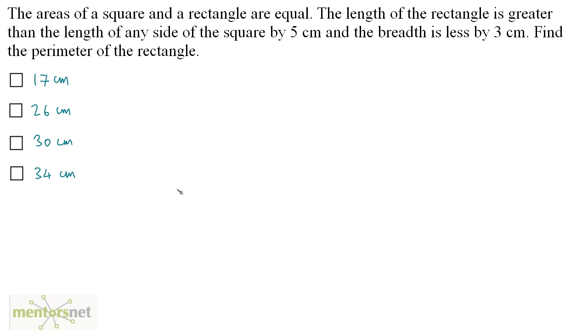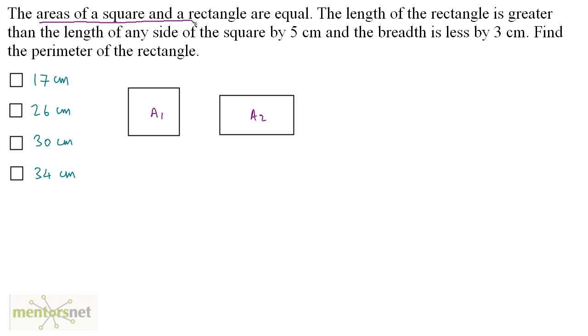The areas of a square and a rectangle are equal. The length of the rectangle is greater than the length of any side of the square by 5 centimeter, and the breadth is less by 3 centimeters. Find the perimeter of the rectangle. So you have a rectangle and a square. Let the areas be A1 and A2. Now it is given that the areas of the square and the rectangle are equal. So I can write A1 is equal to A2.